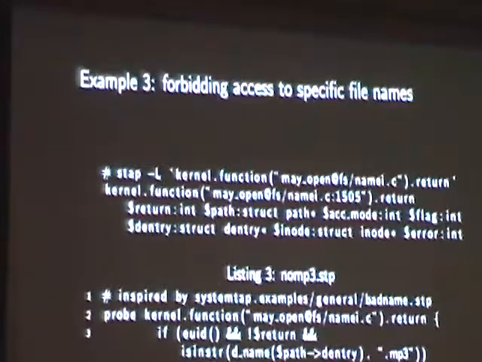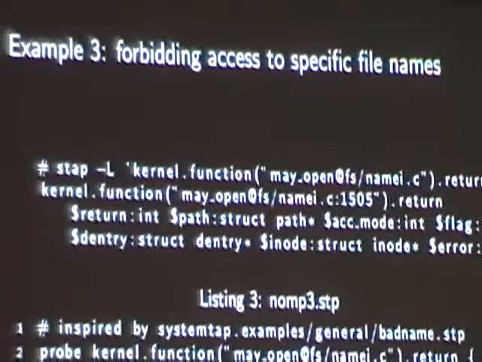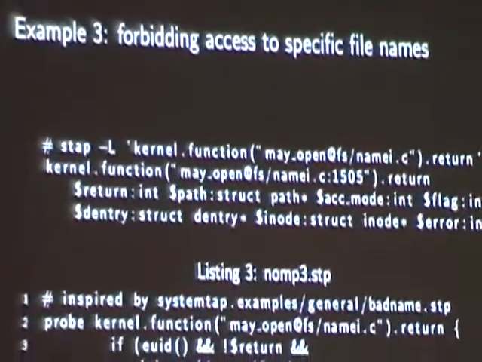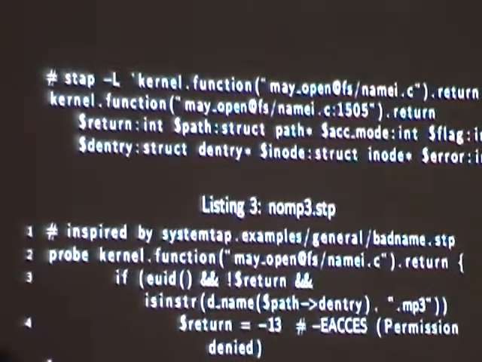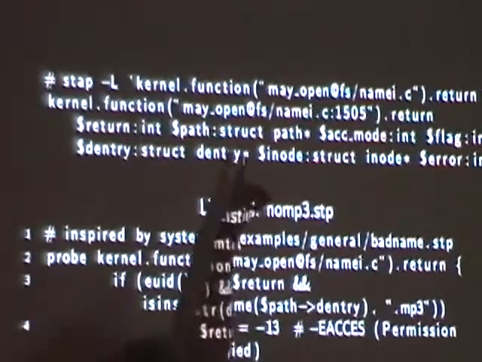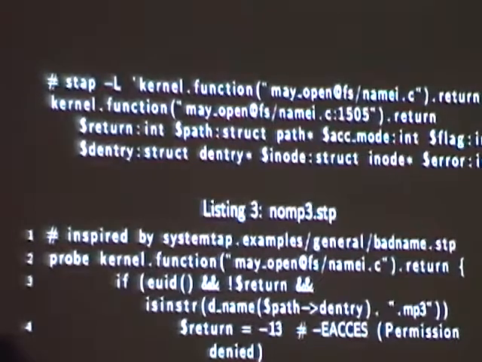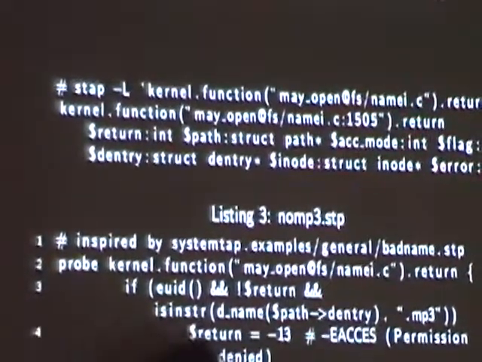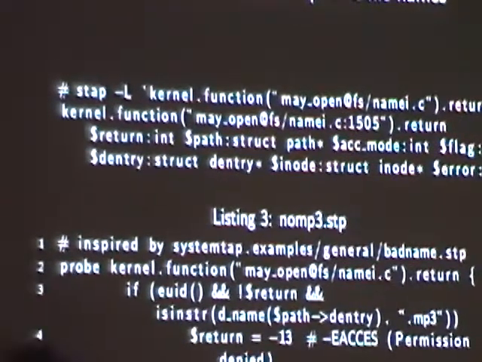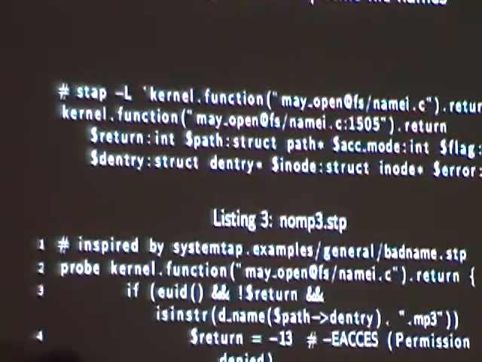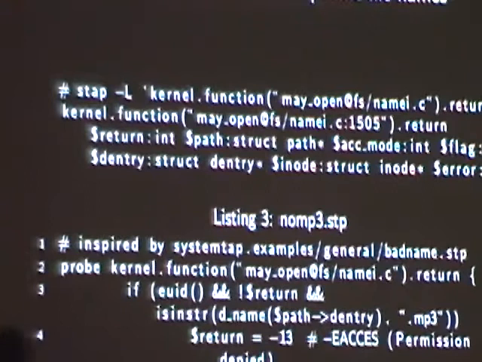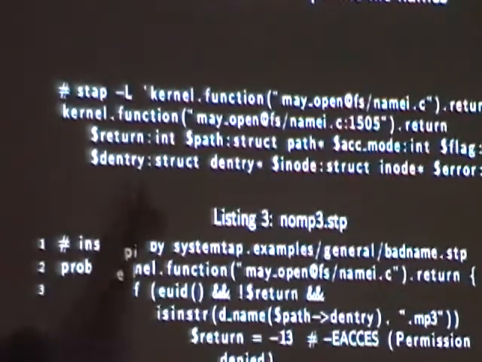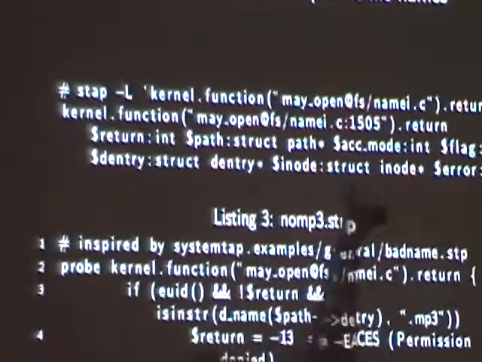So let's say you are the BFH and you don't like your users to play MP3 files for whatever reason. There's a function in the kernel called may_open. You give it a path struct, and the kernel determines if that user has access or not. The may_open function returns zero if the user is allowed to access the file, or something else otherwise. So if you look at what Systemtap will see for the may_open function, we are going to instrument the return of that function.